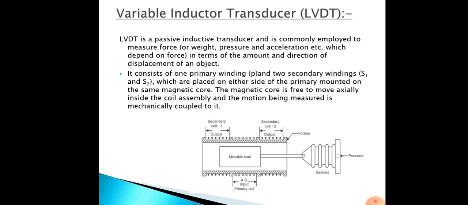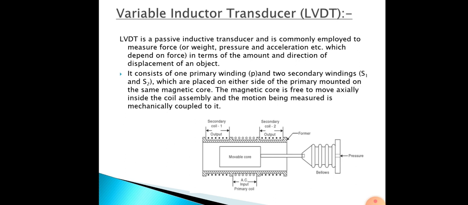What will it consist of? It consists of a primary winding and two secondary windings, S1 and S2, which are placed on either side of the primary, mounted on the same magnetic core. The two secondaries S1 and S2 have an equal number of turns but are connected in series opposition. The EMFs will be E1 and E2. When the core is in the center, the induced voltages E1 and E2 are equal and opposite. Hence they cancel out and the voltage V0 will be 0.